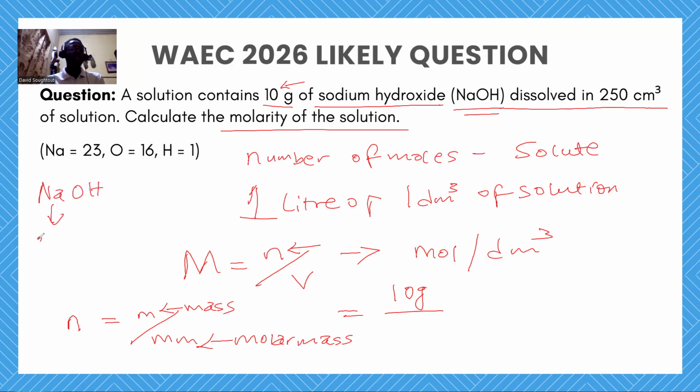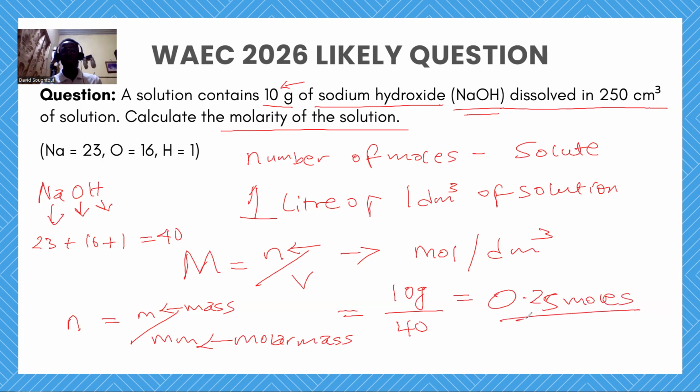Na, that's 23, plus O, that is 16, plus H, that is 1. 23 plus 16 plus 1 gives us 40. So we have 10 divided by 40. If your math is not bad, 10 divided by 40 should give you 0.25. So that gives us the value of 0.25 moles. So these are the number of moles that are contained.